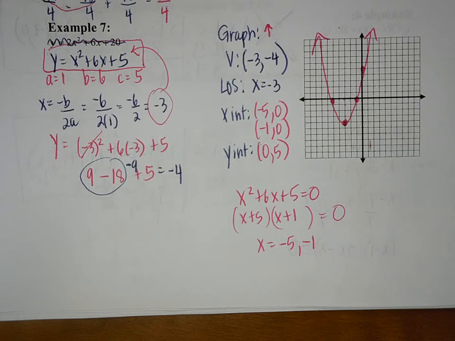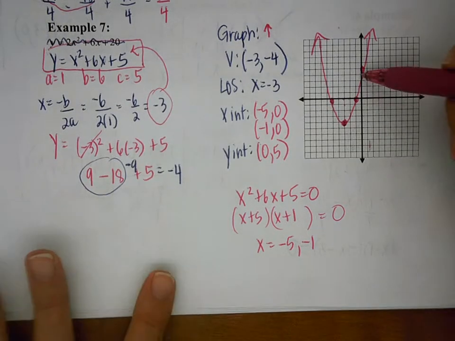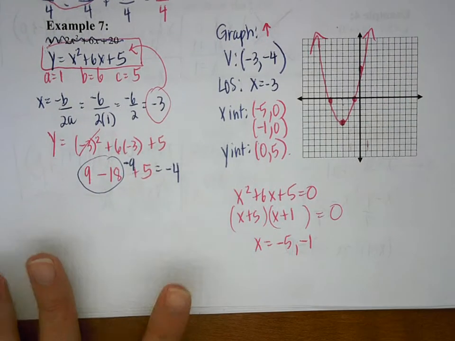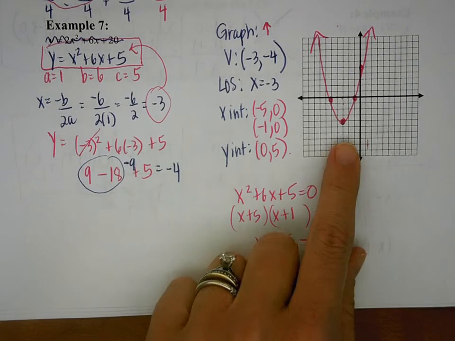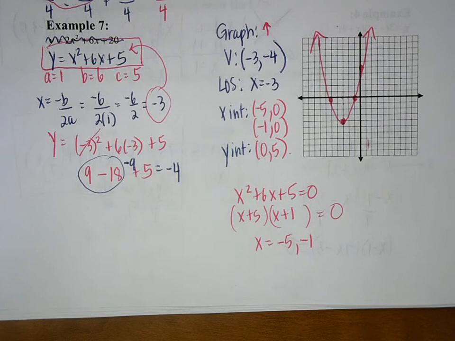Yes? Yes, Hope. That's your y-intercept, 0, 5. This right here is your vertex. Good. Where is my line of symmetry? Don't put this away yet. I told you I forgot something.